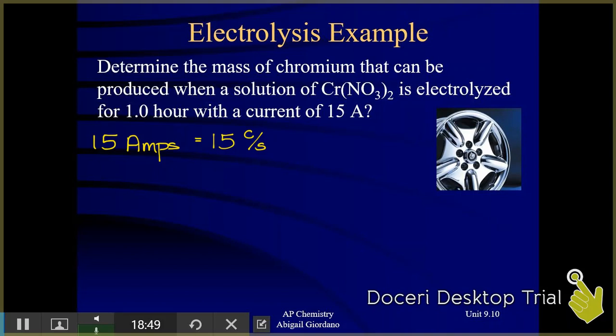Fine. Well, how long are we running this cell? We're running it for 1 hour, which is 3,600 seconds. If I multiply these two values, the seconds will cancel out. And let me pull up my calculator here. So 3,600 times 15 gives me this number.